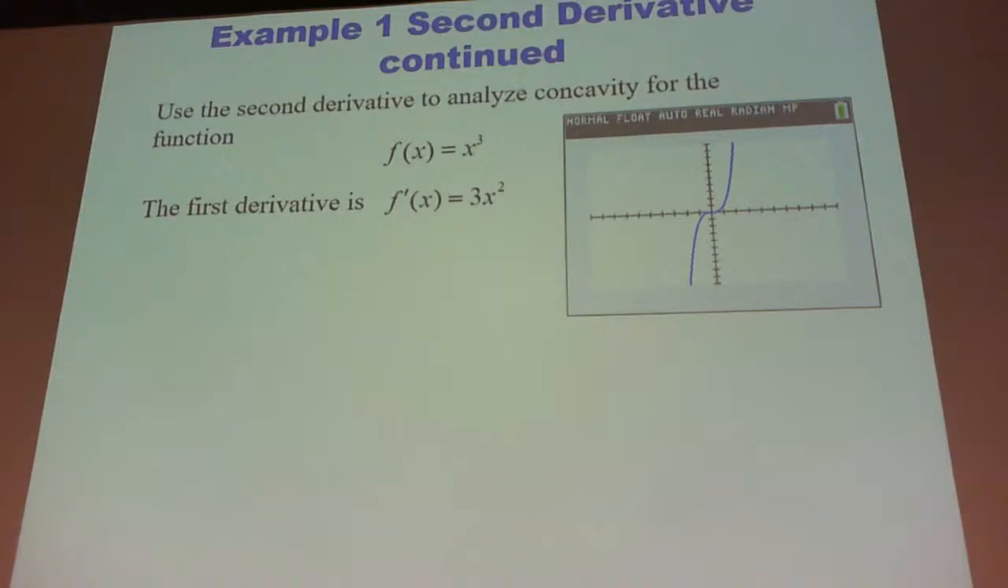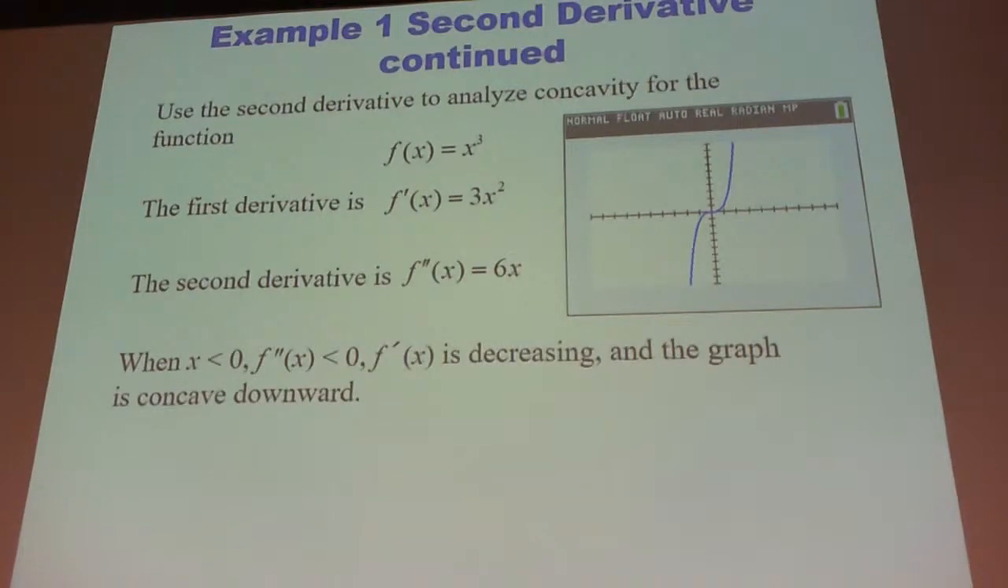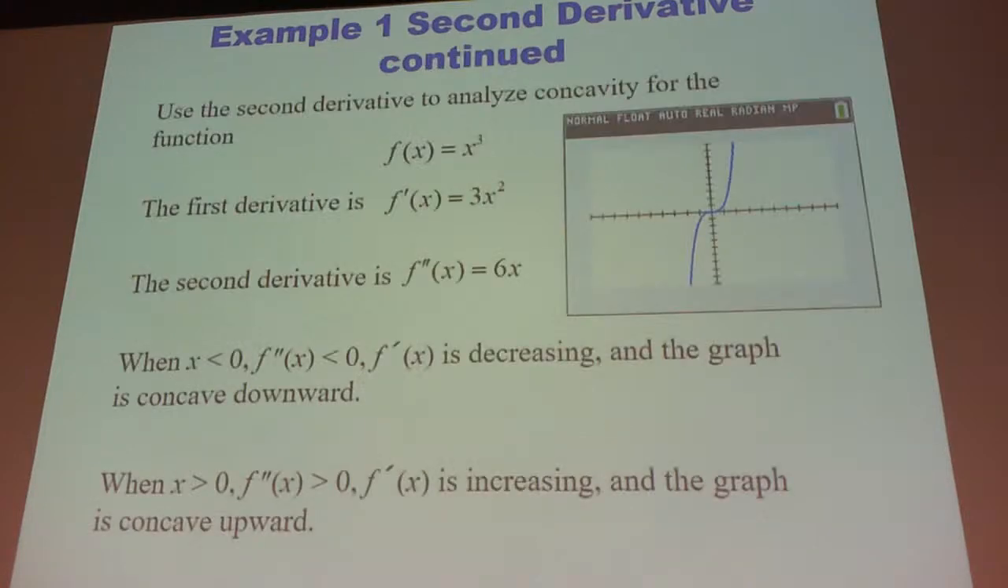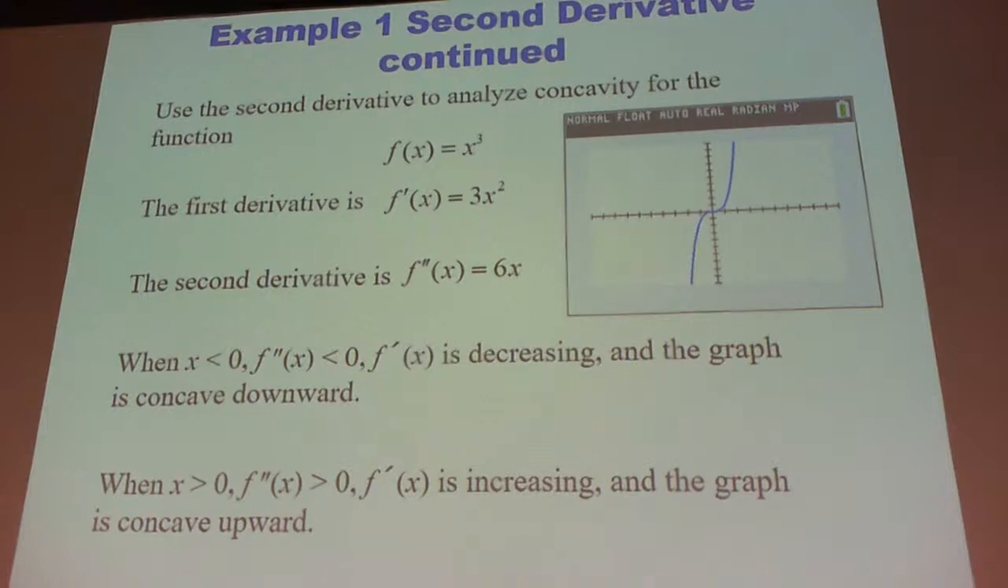So we take the first derivative of x cubed, that's 3x squared. We take the second derivative, that's 6x. And we can see before 0, it's concave down. After 0, it's concave up. So if we work on the example cube root of x, x to the 1/3, let's back up just a second and focus more on this. Let's go to our calculators.